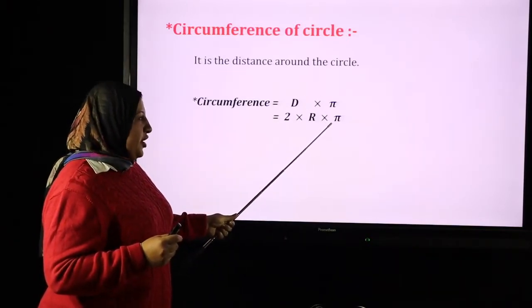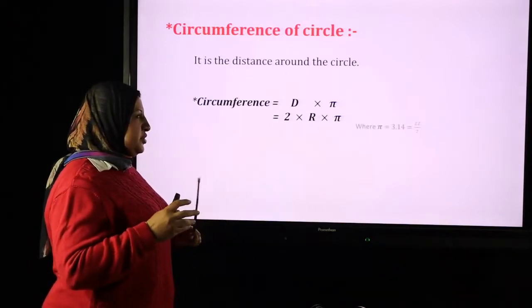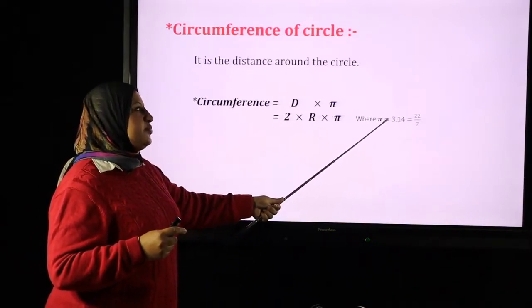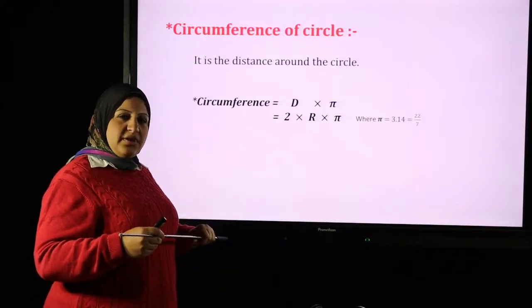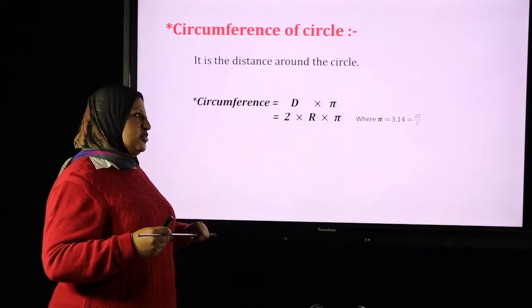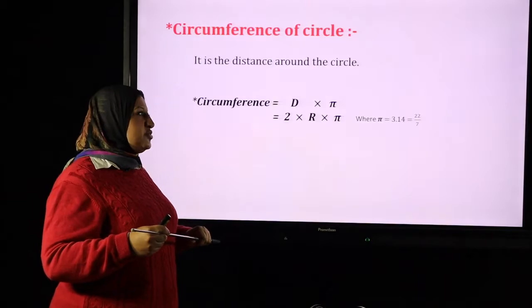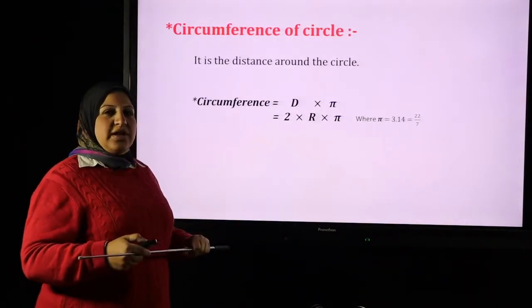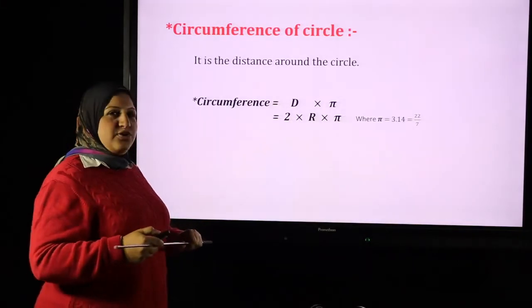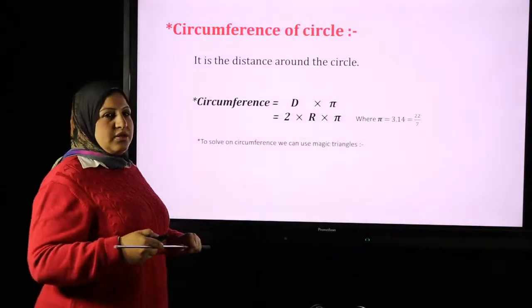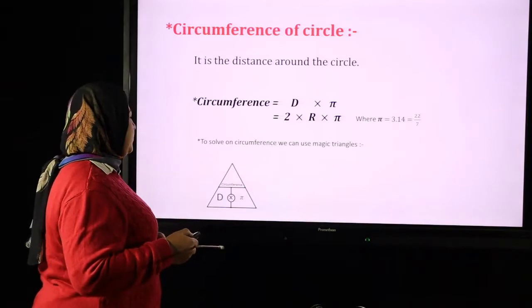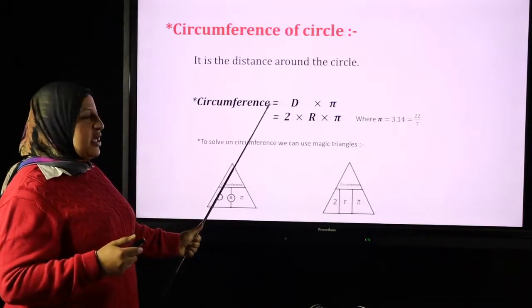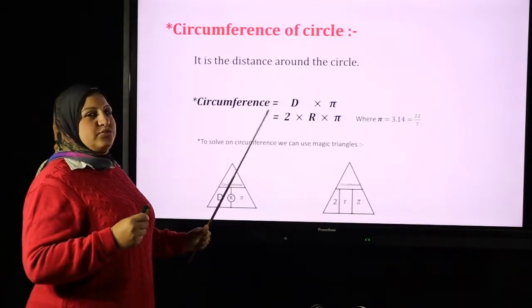I have here pi. Pi is a constant number which is 3.14 or 22/7, and we will use 3.14 or 22/7 according to what is given in the exercise. If I have any exercise that asks me to get the circumference, I have to use the two magic triangles. The first for the first rule and the second magic triangle for the second rule.